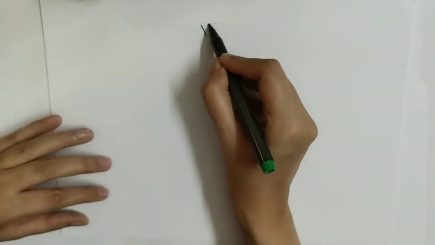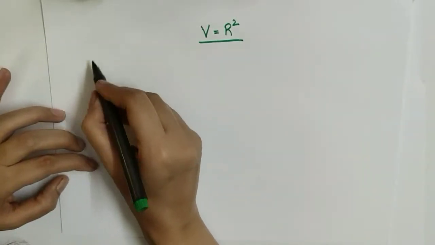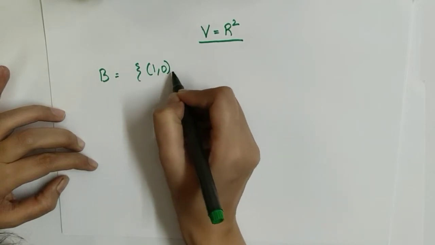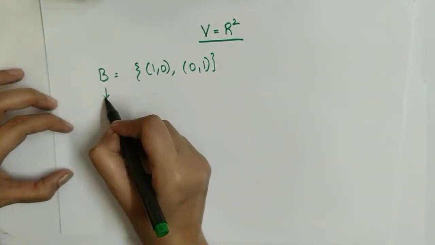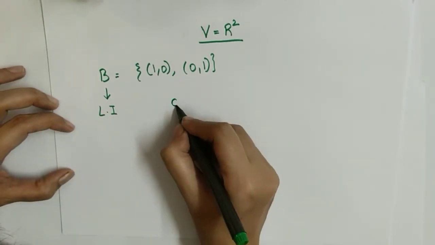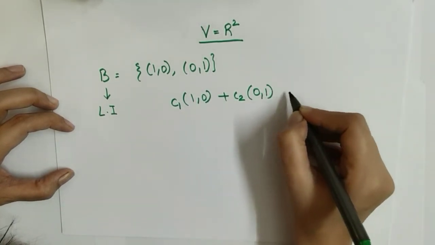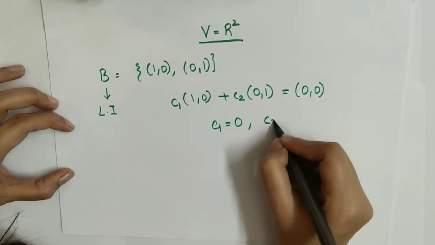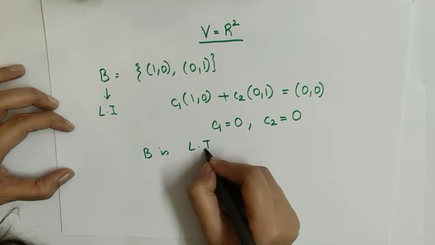Next, let us take V equal to R2. Let B be equal to {(1, 0), (0, 1)}. Then it can easily be seen that B is linearly independent. Since if we take c1 into (1, 0) plus c2 into (0, 1) equal to (0, 0), then we get c1 equals 0 and c2 equals 0. Thus, B is linearly independent.